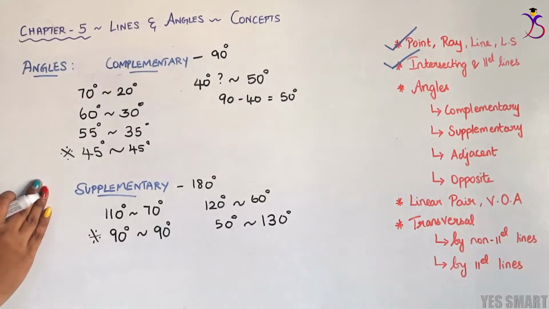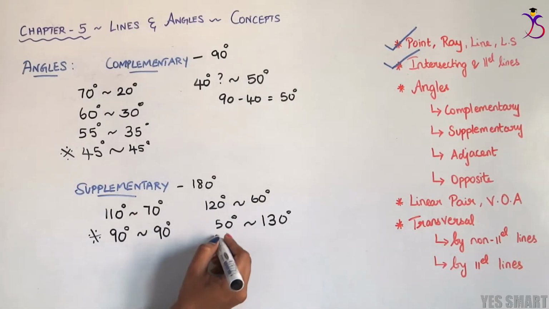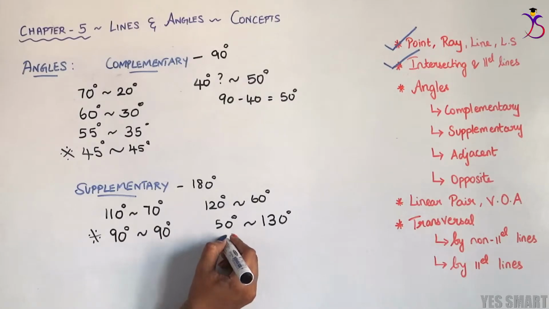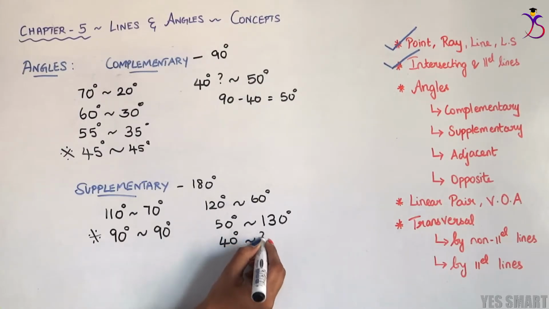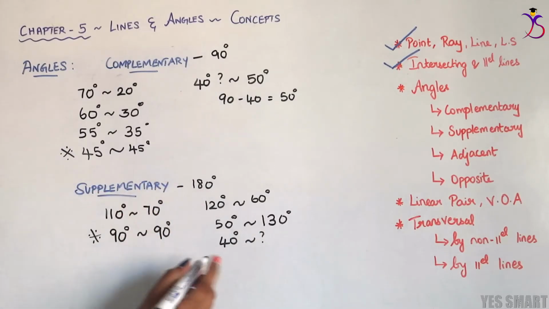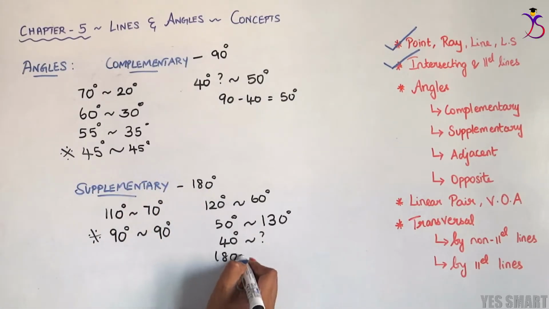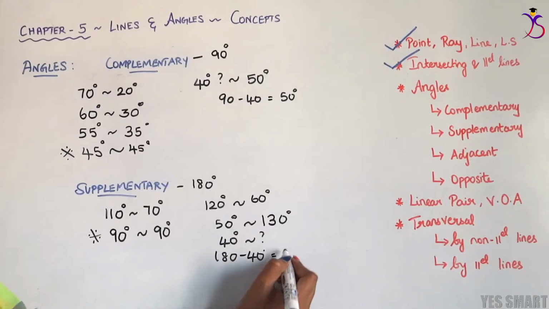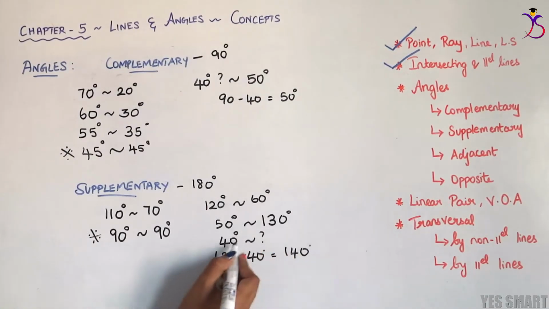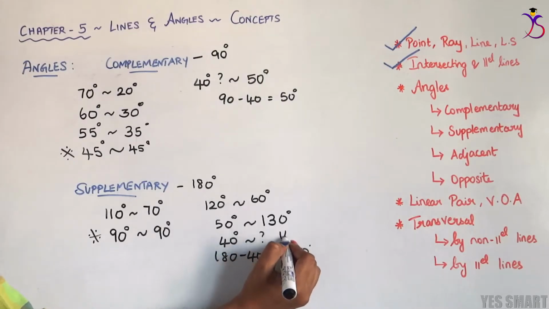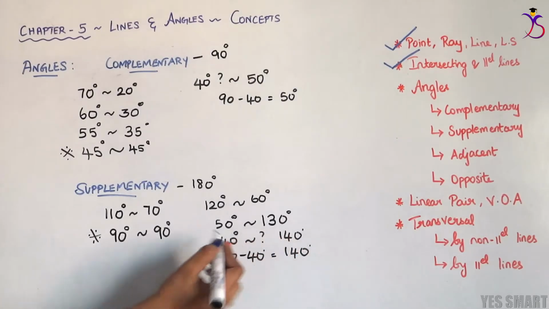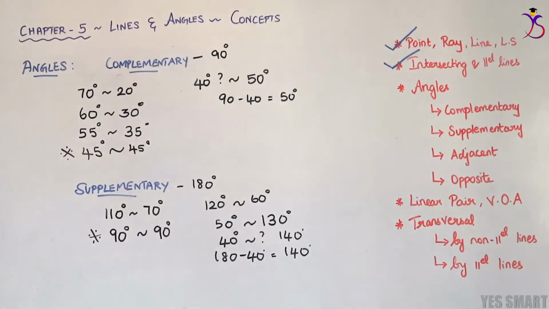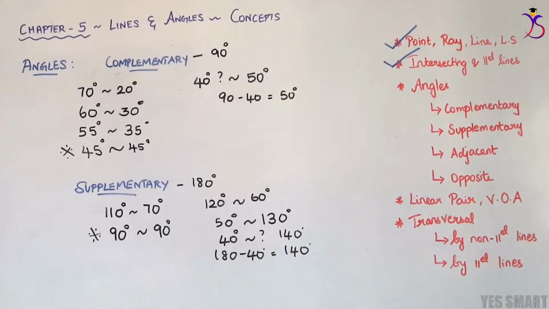On coming to the supplementary side, let's take the same number, 40 degrees. The supplementary angle of 40 degrees can be calculated by subtracting 40 from 180. So 180 minus 40 gives us 140. Therefore, the supplementary angle of 40 degrees is 140 degrees. We can check the answer vice versa, because 40 plus 140 also gives us 180. The ideal way to find the complementary or supplementary angle is to subtract the given angle from the respective total.